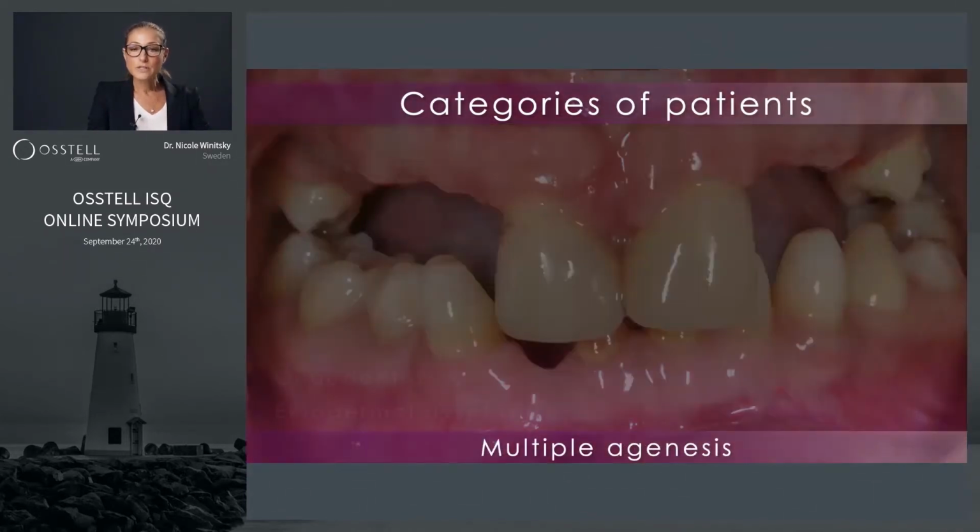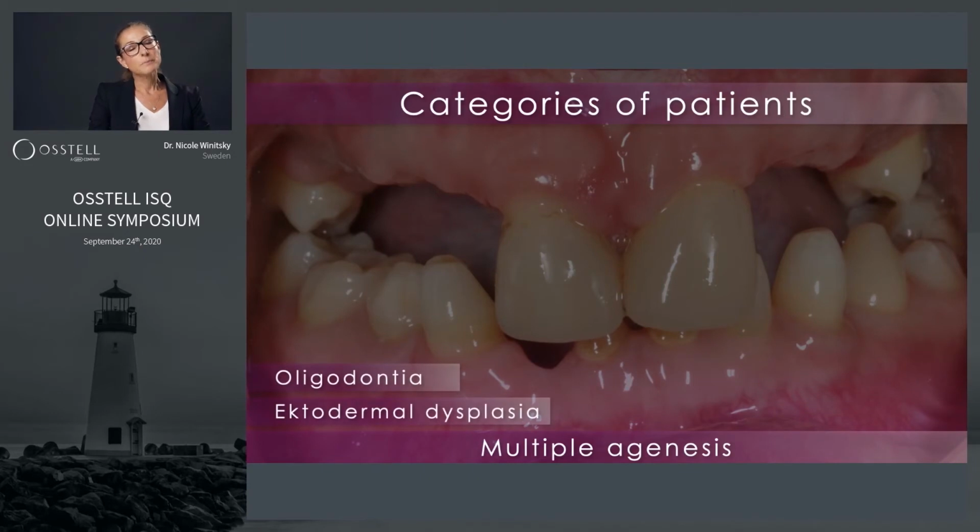We also have the categories with the multiple agenesias. And these can be either just the regular oligodontia patients that are lacking a few teeth here and there, but it can also be the patients that suffer from different kinds of syndromes, like for example ectodermal dysplasia. Ectodermal dysplasia is a genetic defect that affects the ectodermal structures in your body. So these patients don't only have problems with lacking a lot of teeth and also have very specific shapes of their teeth, they also very often have problems with their skin, their hair, their nails, and their sweat glands.